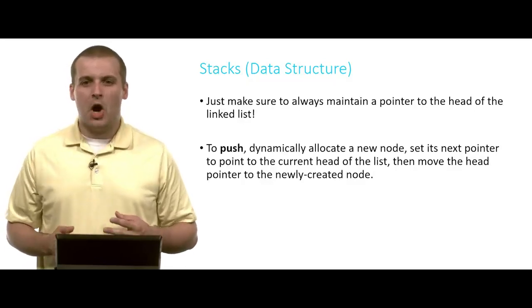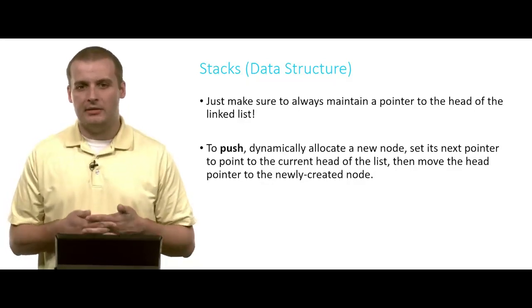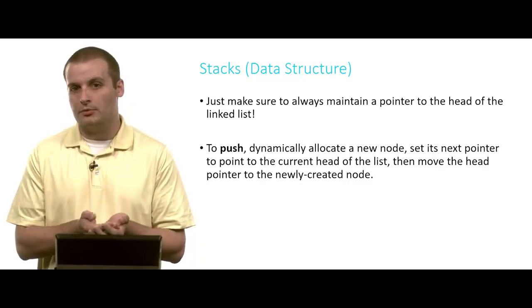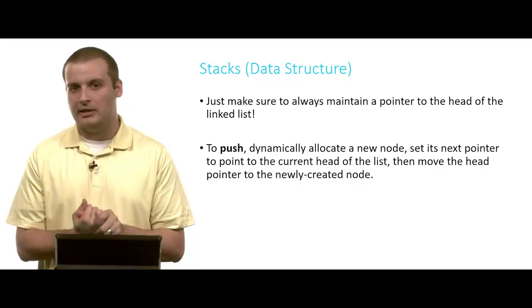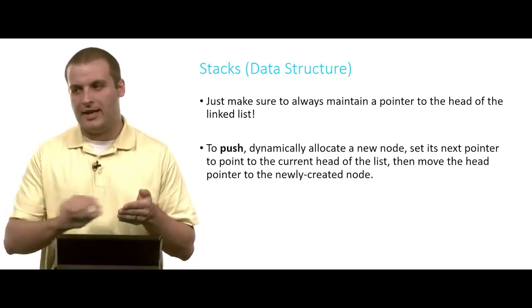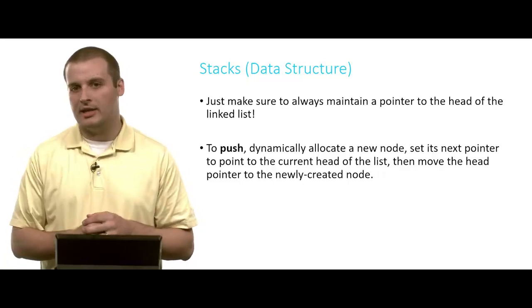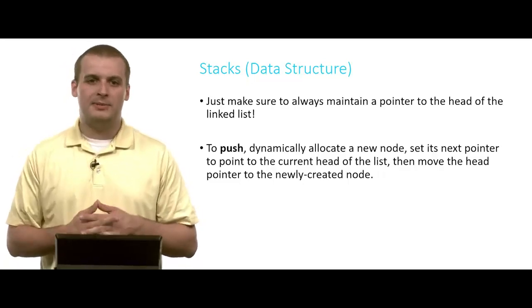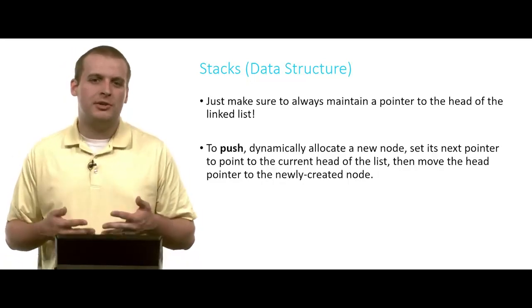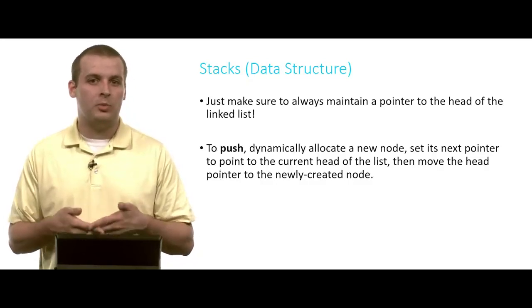The rule here is to always maintain a pointer to the head of the linked list. This is, of course, a generally important rule for singly linked lists anyway. You only need a pointer to the head in order to have that chain and be able to refer to every other element in the linked list, but it's particularly important with a stack. And so generally you're going to actually want this pointer to be a global variable.